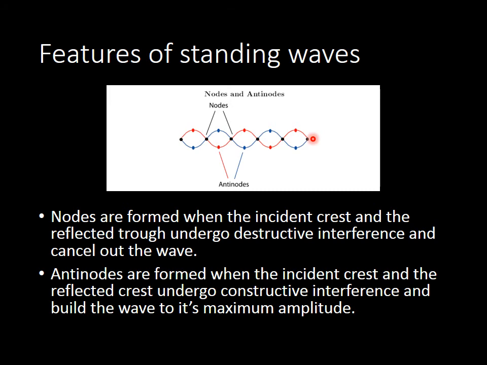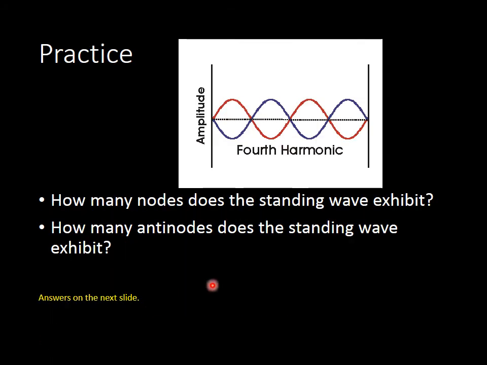So let's practice for just a second and figure out how many nodes and antinodes are here. So the first question here says, how many nodes does the standing wave exhibit? Well, when we're looking for this, what we're really looking for is the number of places that our waves cross at the midline. So we have 1 here. So 1, 2, 3, 4, 5. So we would say that we have 5 nodes.